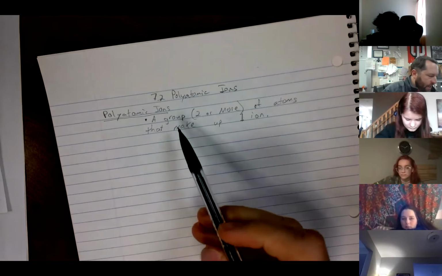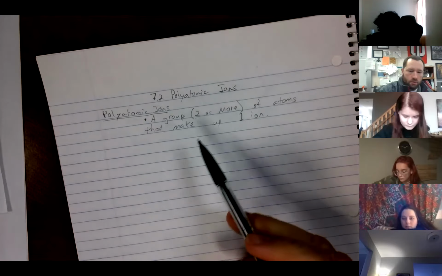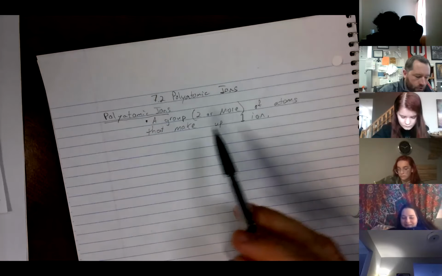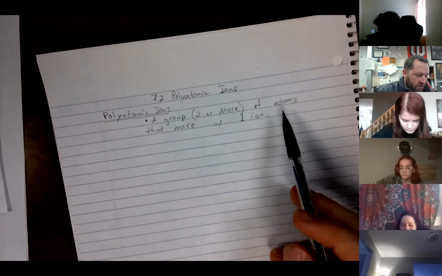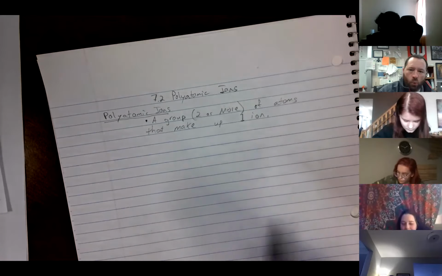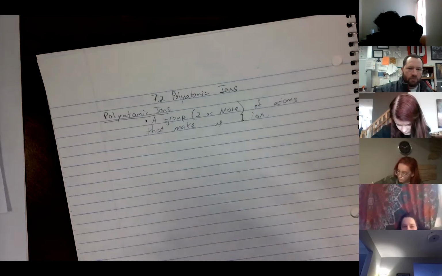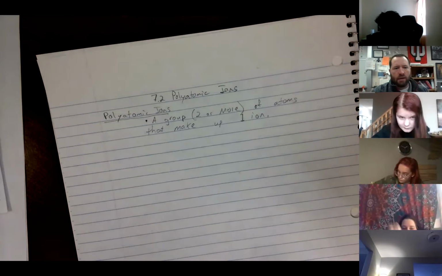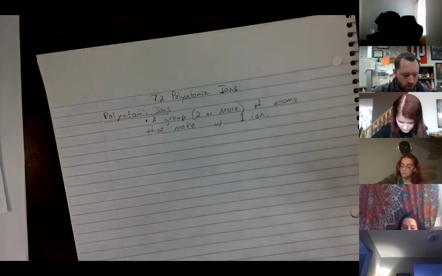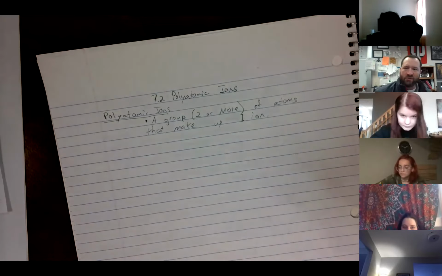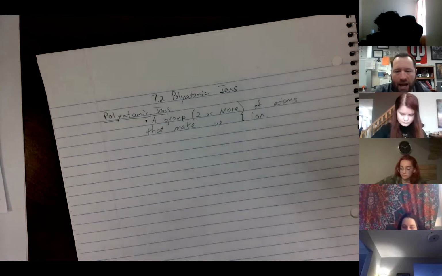So polyatomic ions are a group, two or more, oftentimes more than two elements, that make up just one ion. Last week we looked at different ions. You had your metal ions, we just changed from like calcium to calcium ion, so it's pretty easy. And then with your anions, that were like oxygen becoming oxide.